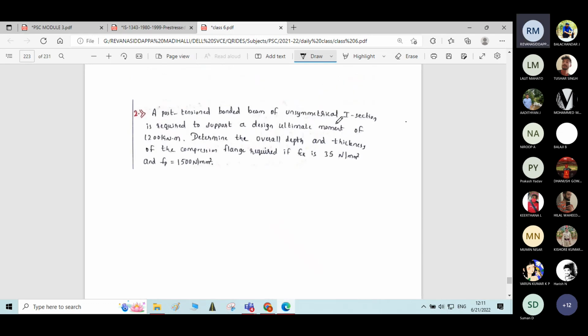A post-tension bonded beam. He says that it is a bonded beam of unsymmetrical I section required to support a design ultimate moment of 1200 kN. Determine the overall depth and thickness of the compression flange required if FCK is equal to 35 Newton per mm square, FP is equal to 1500 Newton per mm square. We have to find overall depth and thickness of the compression flange. Compression flange means the top flange. Okay, it is an unsymmetric I beam. In that we have to find the dimensions of the top flange.